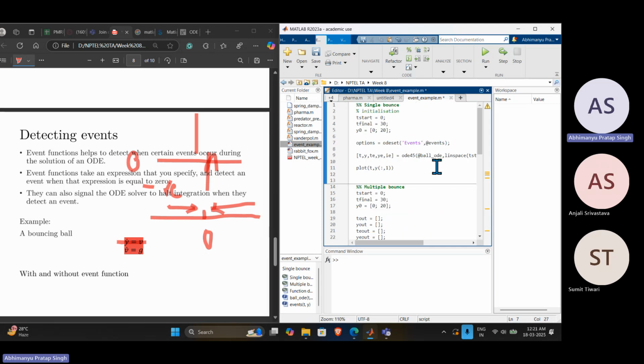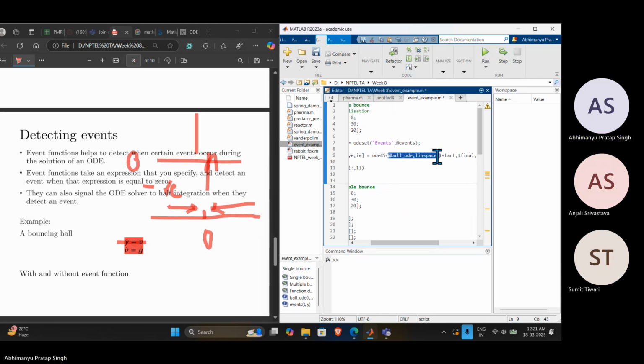This ODE45, this is just my function handle. This is my time scale, whatever tspan I want to give. The third one is my initial condition, and the last one is my options. Okay.